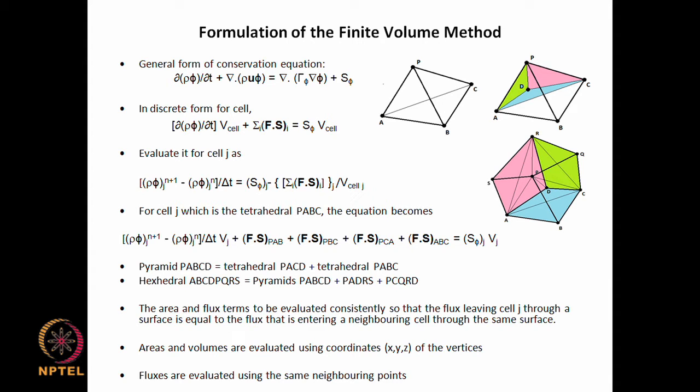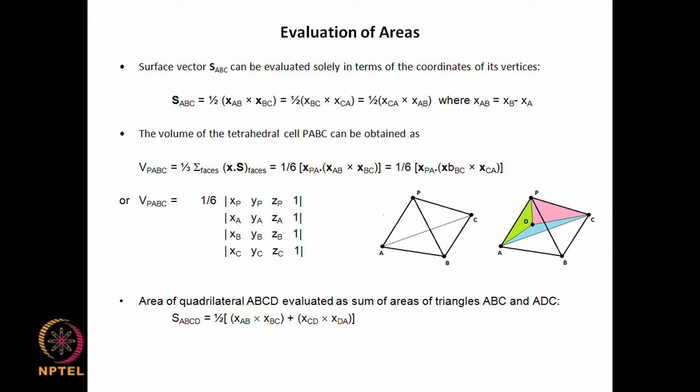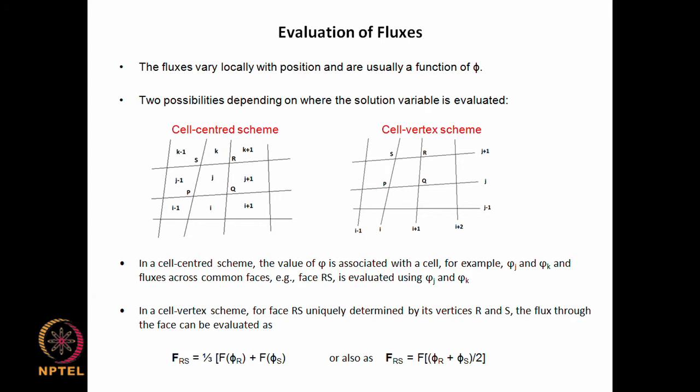and we need to find the volumes and the areas, and we saw how the volumes and areas could be determined from the coordinates of the vertices, and we also looked at evaluation of fluxes and how these could be evaluated consistently from the values of the cells which we are trying to determine.